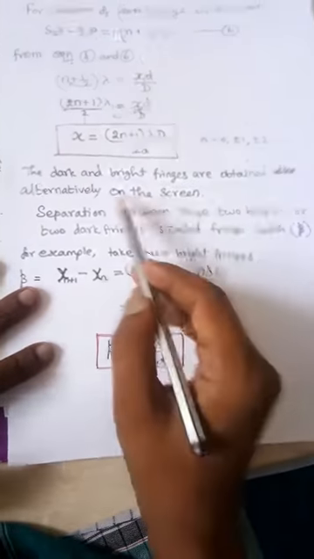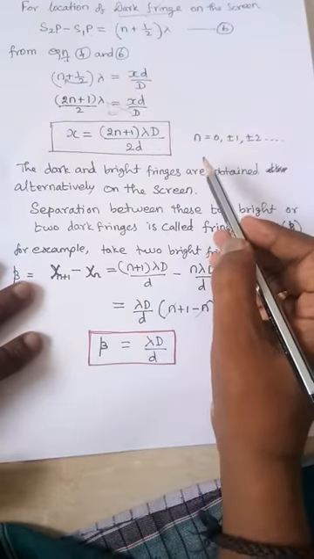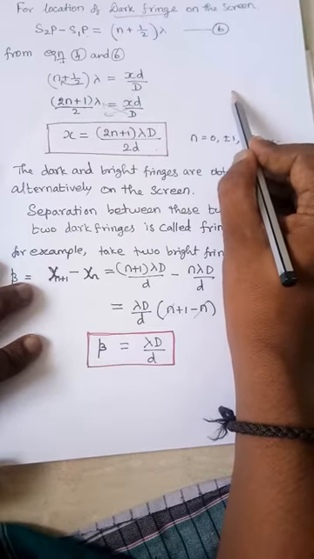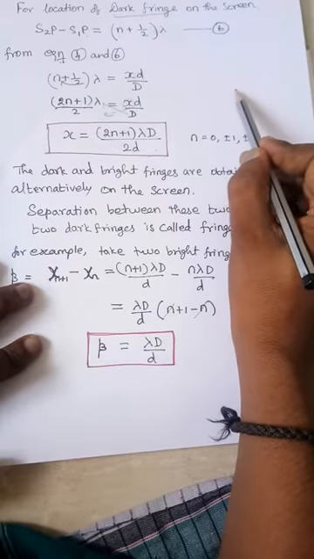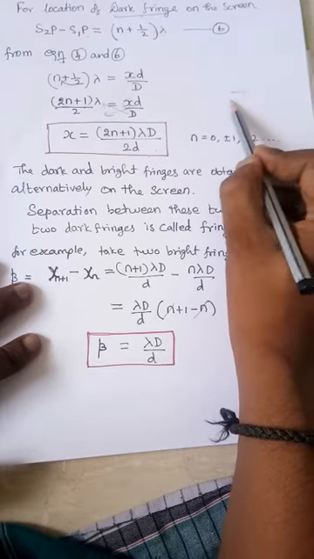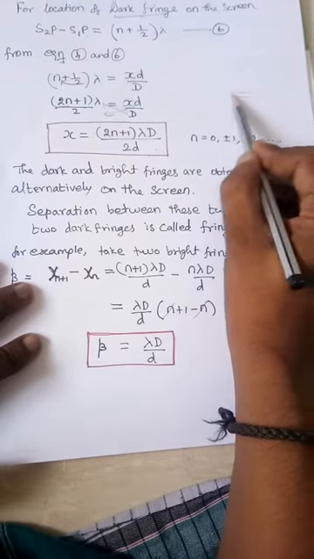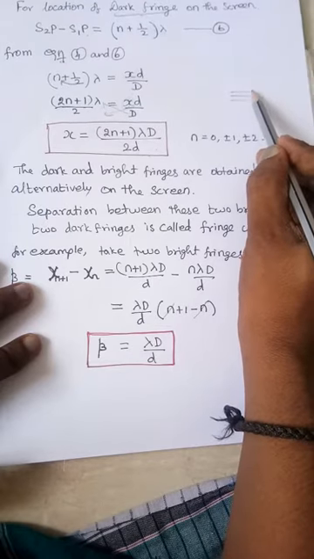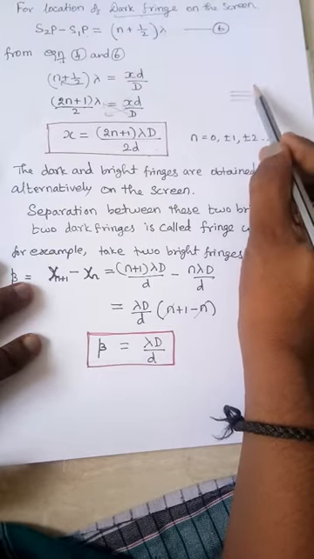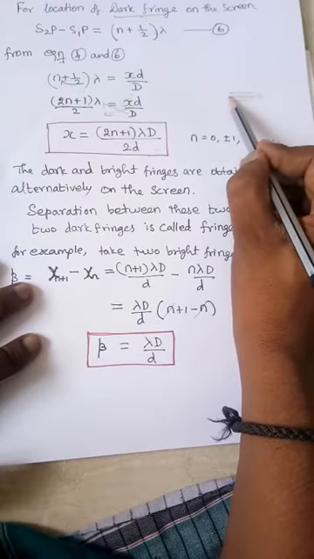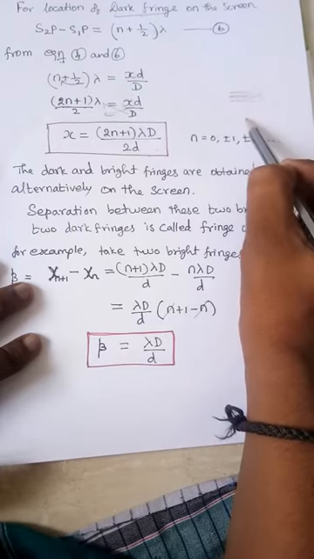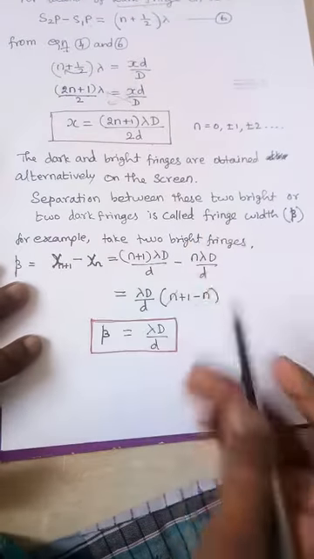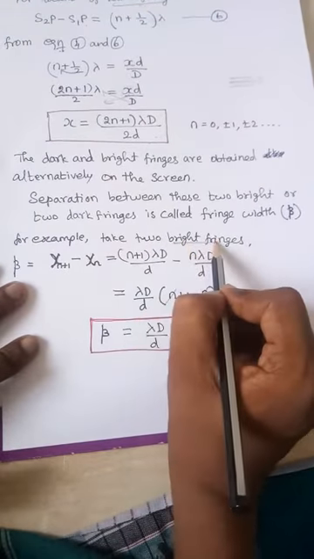Okay, now we want to find the width of the fringes. Dark and bright fringes are obtained alternately. If you consider two dark fringes, what is in between? Bright. So the separation of two dark fringes gives the width of the bright fringe. The separation of two bright fringes gives the width of the dark fringe. You can choose any two, but better to choose bright fringes.